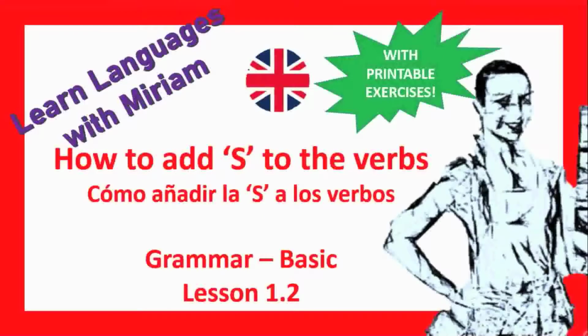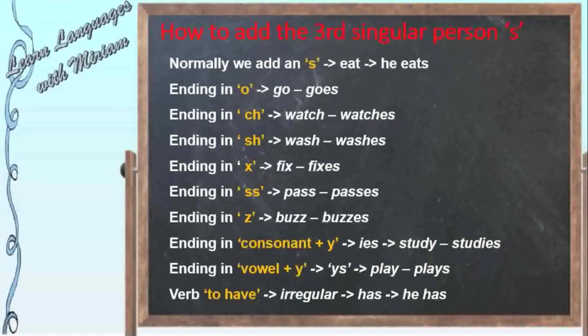I'm Miriam and today I'm going to explain how to add S to the verbs, the S of the third singular person. Let's start. Remember, in the present simple, for he, she, it, we add an S to the verb. Let's see how we add this S. Normally, we add just an S. For example, if we have the verb eat, we are going to say he eats.